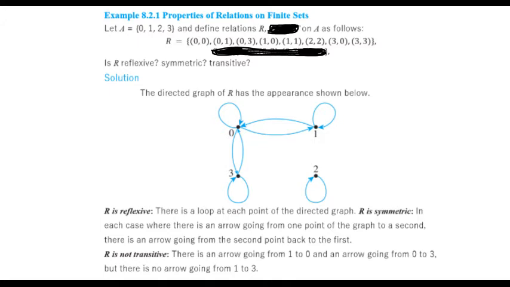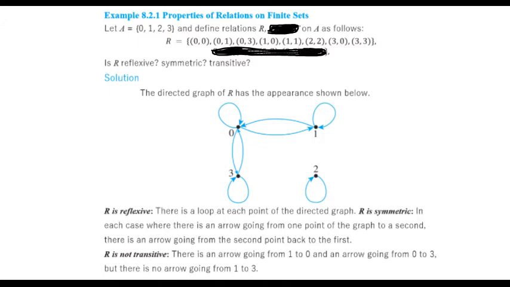For example, here from 0 to 1 we have an arrow, and then we have another arrow in the opposite direction from 1 to 0. Also, we have an arrow from 0 to 3, and another arrow from 3 to 0 in the opposite direction. So whenever there is an arrow from one vertex to the other, there is another arrow in the opposite direction. So that's why we can claim that R is symmetric.